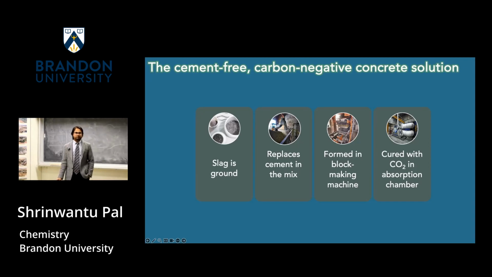And I believe some of the regulations have just been passed, and actually Carbicrete is now in the production phase where they're actually making carbon negative concrete blocks. And not only is this Canada's only carbon negative construction company, it's also one of the world's only carbon negative construction companies.